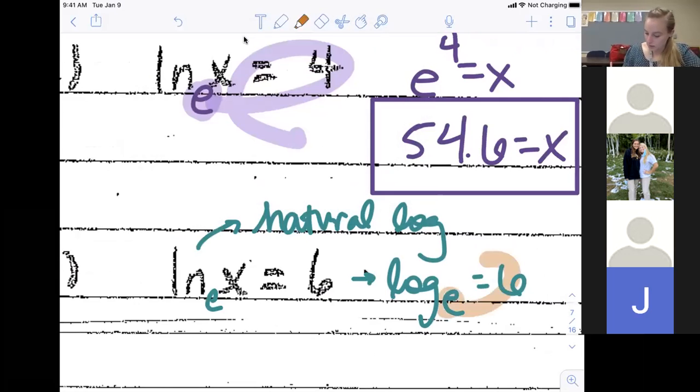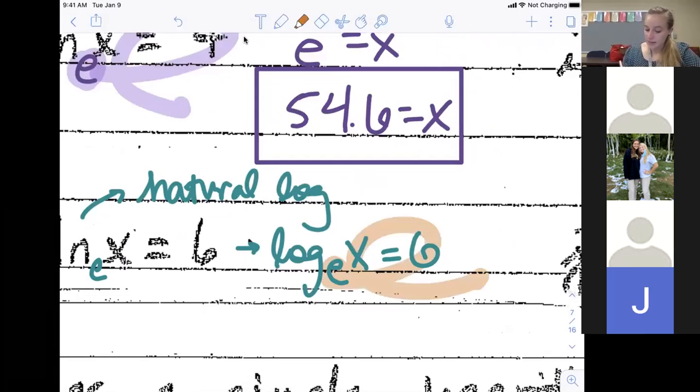Ooh, I forgot my x. First things first, if you copy your problem, make sure you actually copied it right. So I'm doing e raised to the 6 equals x.